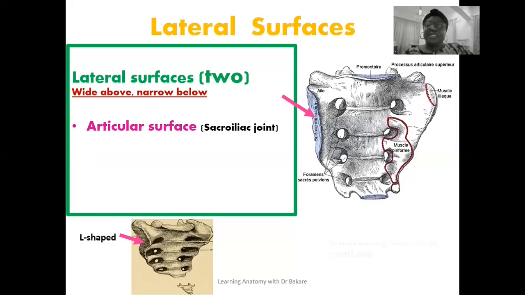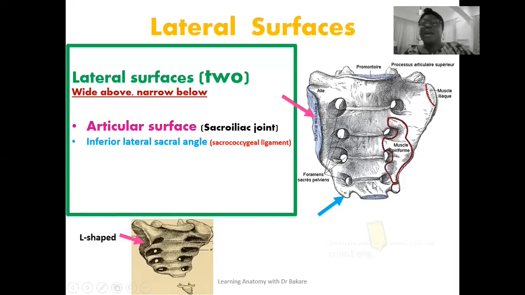If you go more inferior to this space, you have the inferior lateral sacral angle. Using this upper image, this is what is arrowed here in blue. This inferior lateral sacral angle is for the attachment of the sacrococcygeal ligament. If you go more inferior to the sacrum here, we have the coccyx that is highlighted here in yellow. This is the point where it connects with the sacrum at the sacrococcygeal joint. There is also a corresponding named ligament that reinforces this joint on the lateral side. So you have the sacrococcygeal ligament helping to reinforce the joint between the sacrum and also the coccyx.